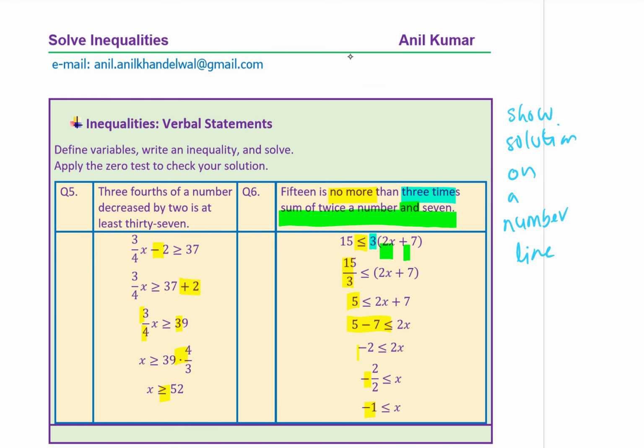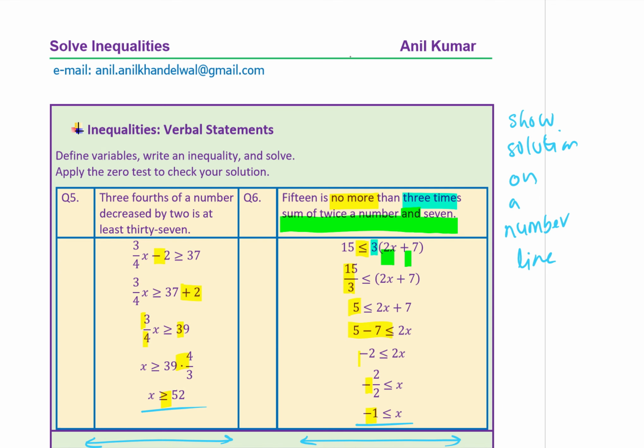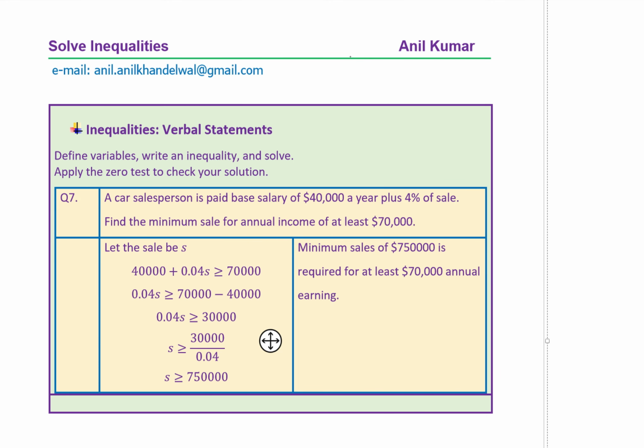We have a solution here written in the form of an inequality, right? So draw a number line here and then show your solution. Is that clear to you? That is an exercise for you. Perfect. Let's move forward. Example number 7.